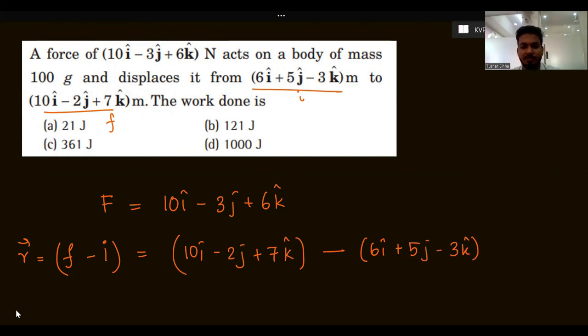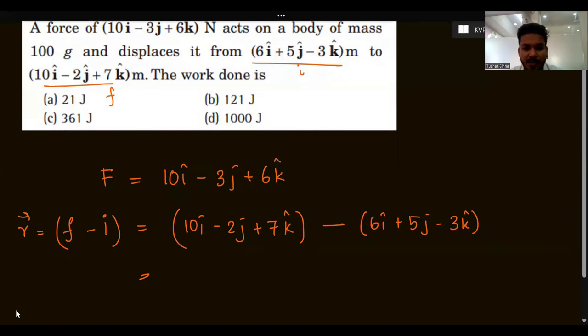Okay, so everything here is in meters. If I subtract them, 10 minus 6 becomes 4i cap, minus 2 minus 5 becomes minus 7j cap, and 7 minus minus 3 is plus 10k cap. So I got the displacement vector from these two.